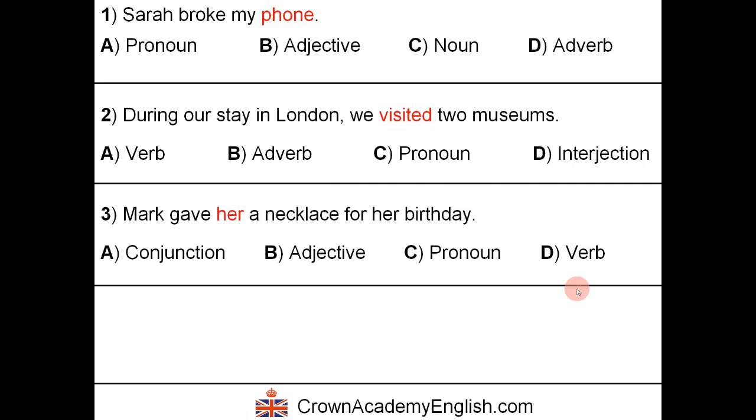Okay, question 3. Mark gave her a necklace for her birthday. So the word I want you to identify is her. This one, the first one. So in this sentence, what type of word is her? Is it A, a conjunction, B, an adjective, C, a pronoun, or D, a verb?